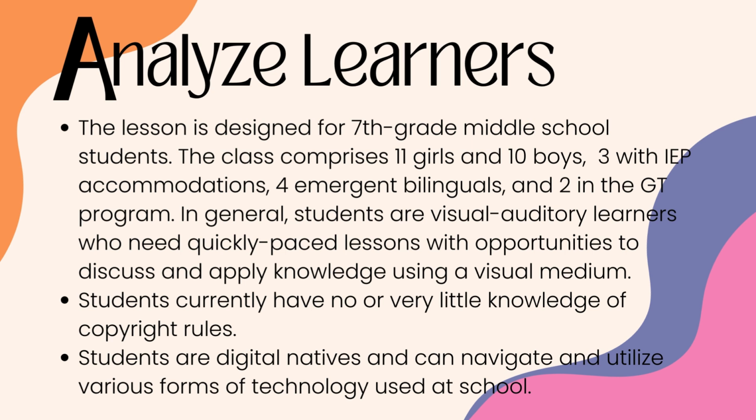So for the first step, analyze learners, I'm going to be talking about a lesson that's designed for 7th grade middle school students. And this class has 11 girls and 10 boys, 3 with IEP accommodations, 4 emergent bilinguals, and 2 in the GT program. In general, students are visual auditory learners who need quickly paced lessons with opportunities to discuss and apply knowledge using a visual medium. Students currently have no or very little knowledge of copyright rules. Students are digital natives and can navigate and utilize various forms of technology used at school.